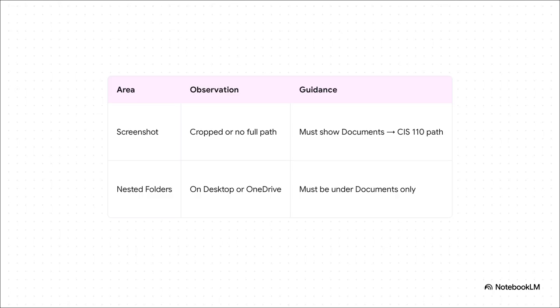First up, the screenshot. You've got to show me the whole journey, the entire file path, all the way from Documents down into your CIS 110 folder. If it's cropped, I just can't see where it lives. And that brings us to the second point. Location, location, location. The folders have to be created under Documents. Not on your desktop, not in OneDrive. This keeps everything consistent for the whole course.